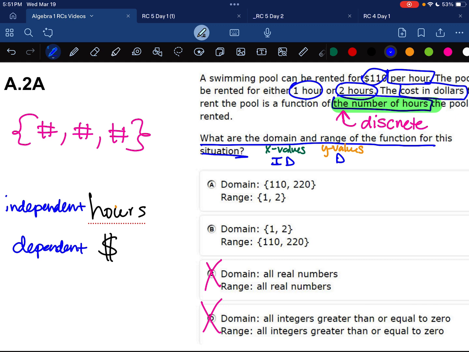All right, so what are the only hours that the problem talked about? 1 and 2. Even if I don't know how much you get paid per hour, even though it tells you 110 per hour, I know that my domain is the hours. The only hours that it mentioned was 1 and 2. So I'm looking for where my domain is 1 and 2. So therefore, A is not the correct answer. The correct answer is B.